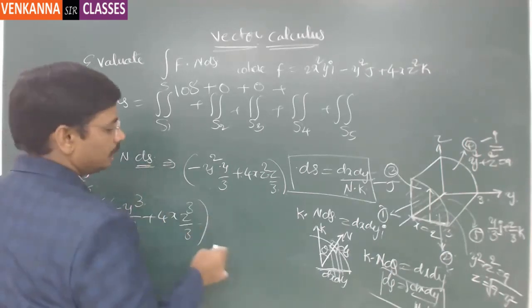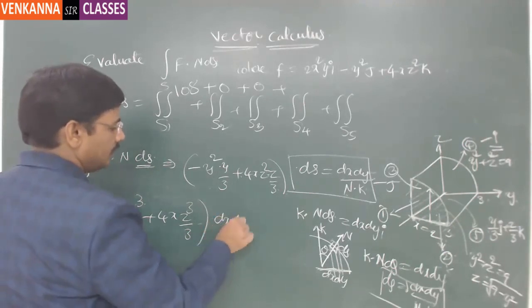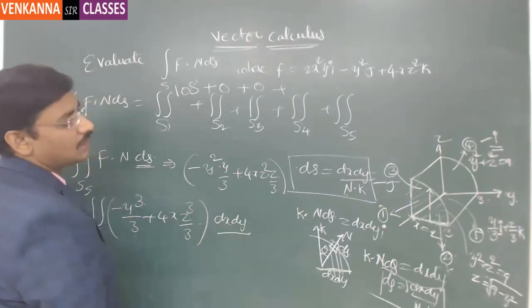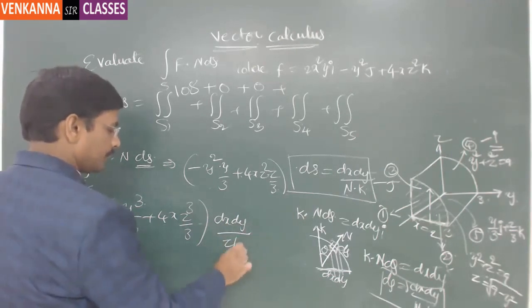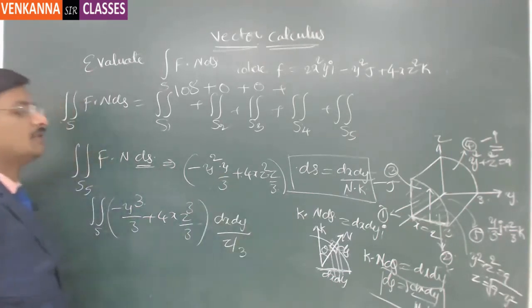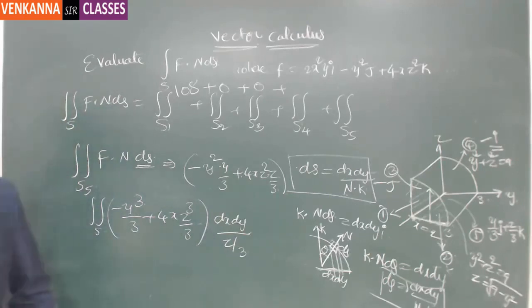so dS you can replace as dx dy divided by n dot k. n dot k is nothing but z by 3. So this integral you need to be doing. Got it? Understood? Any questions on this till this point?